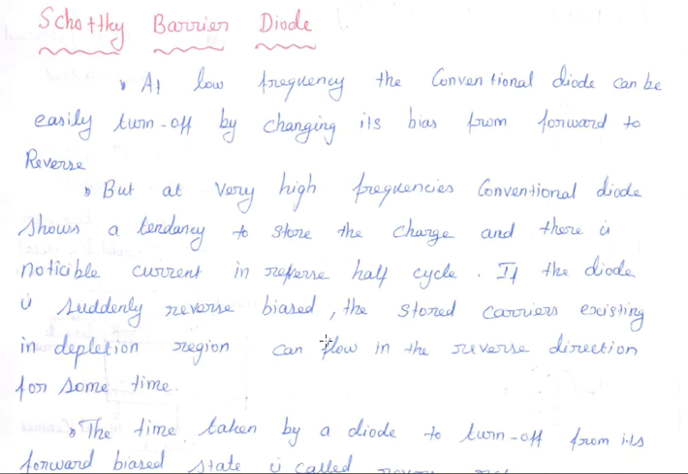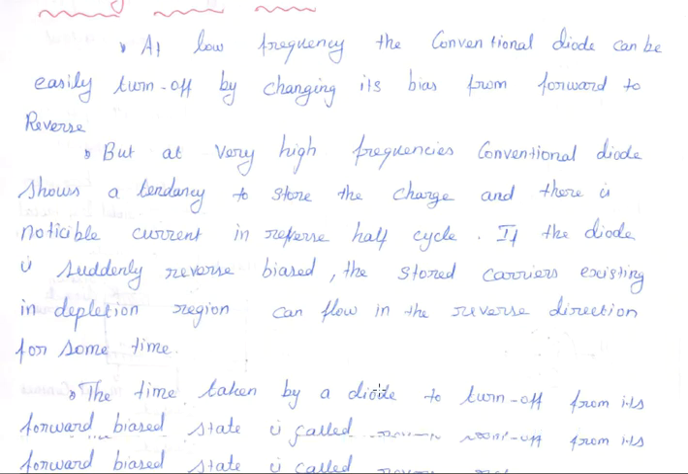condition. But at very high frequency, conventional diode shows a tendency to store the charge and there is noticeable current in reverse of cycle. If the diode is suddenly reverse biased, the stored carriers existing in depletion region can flow in the reverse direction for some time.